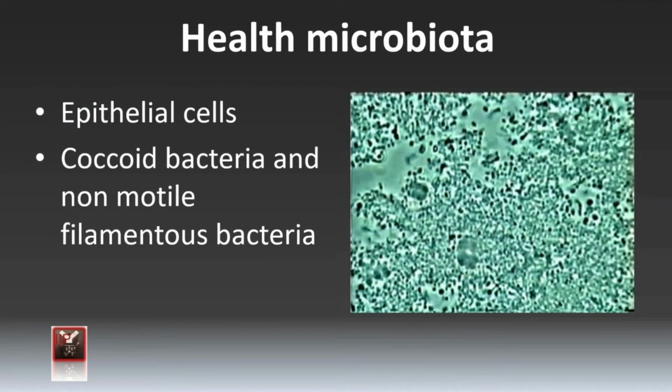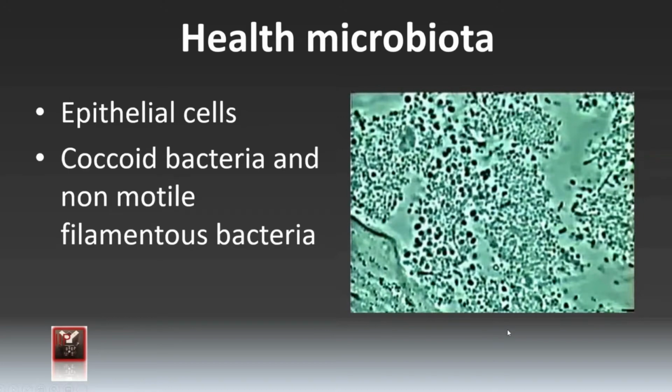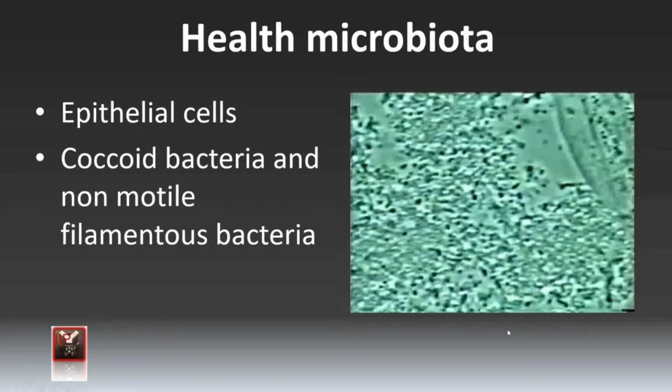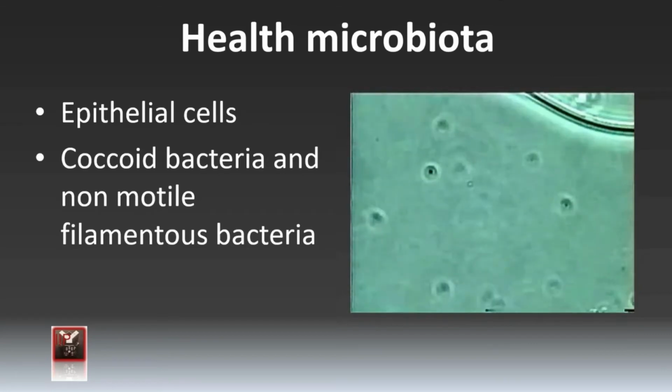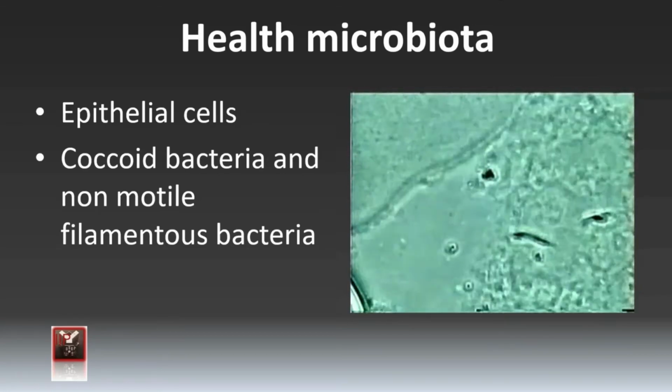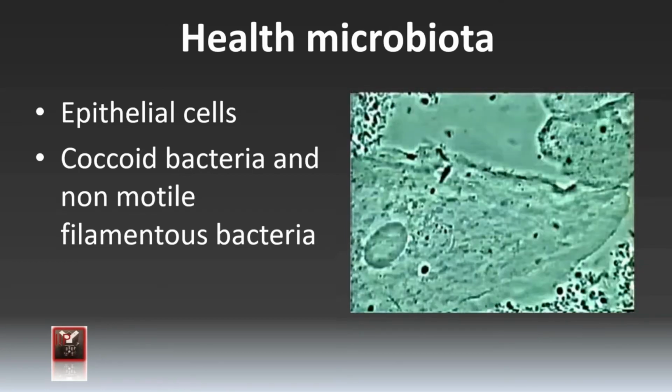So this is healthy microbiota. So what can we see in healthy microbiota? Dots, dots, dots, dots, about not moving bacteria, air bubble here, epithelial cell, air bubble again, not much bacteria because this is a healthy patient. Healthy patient has not that much bacteria.